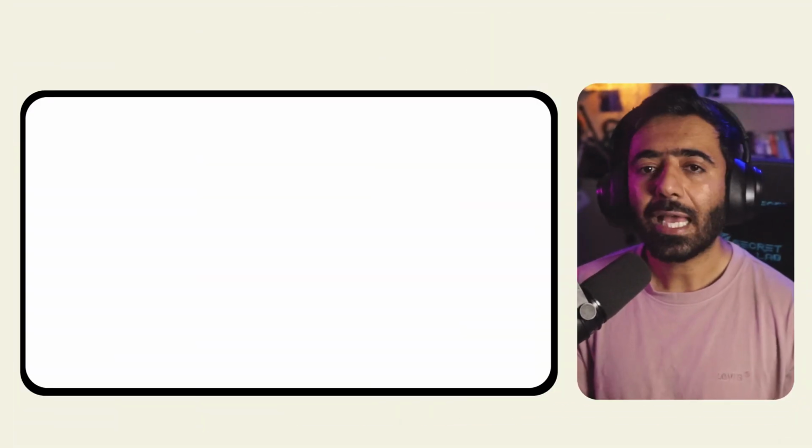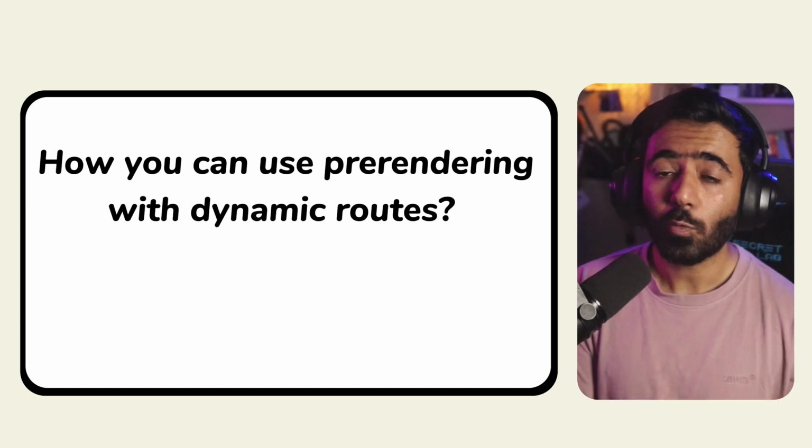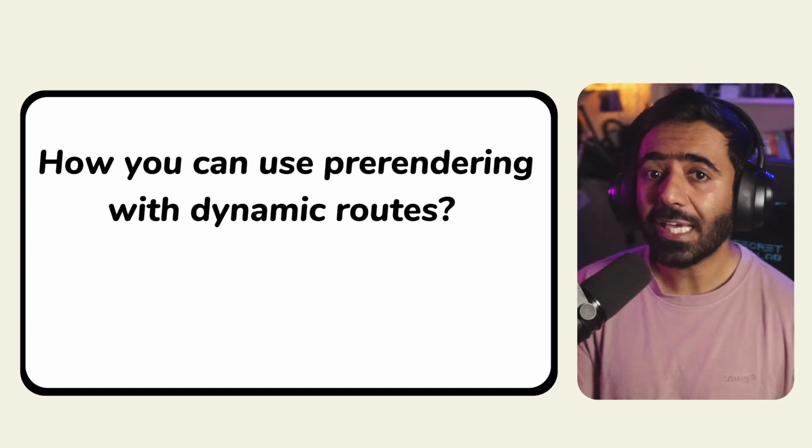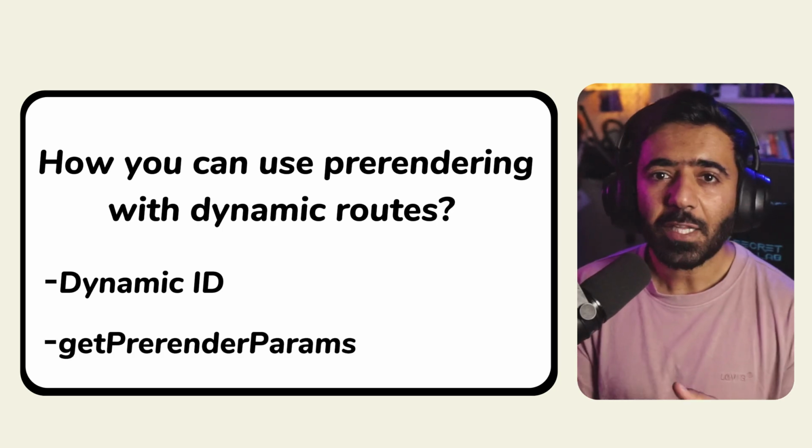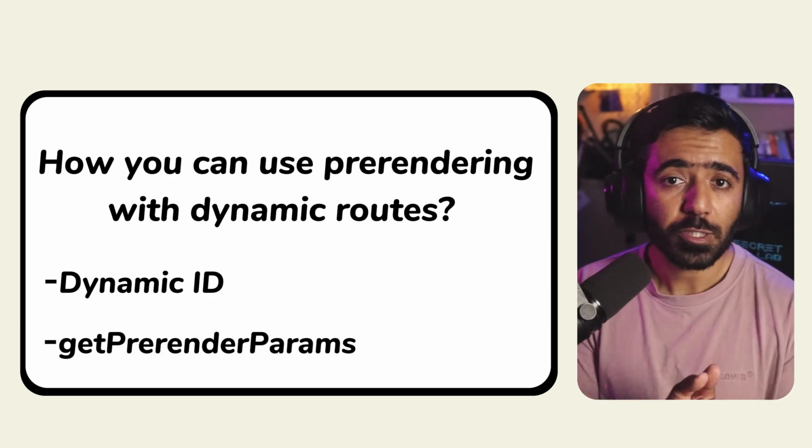Well, today we are looking at how you can use pre-rendering with dynamic routes, for example, product pages, using the dynamic ID using getPrerenderParameters. And there are going to be a lot of tips and tricks, so make sure to watch the video till the end.